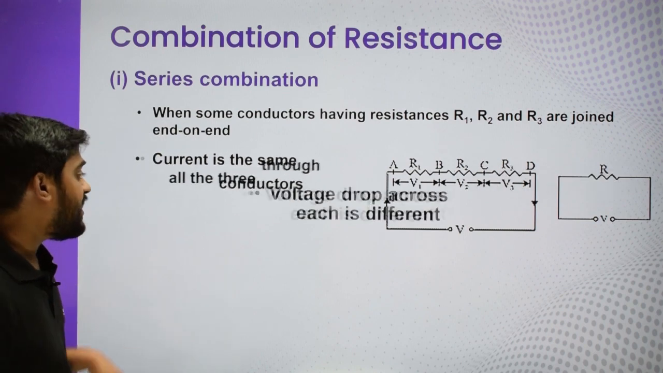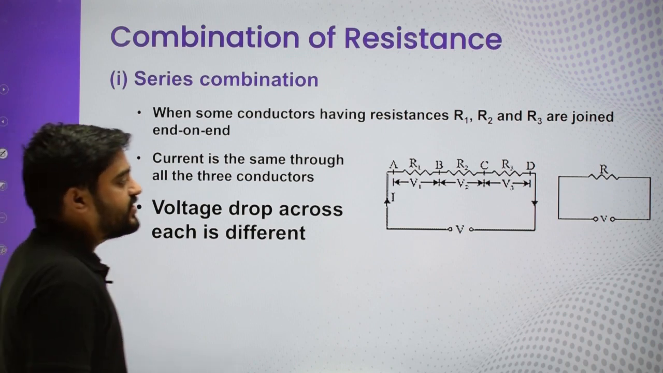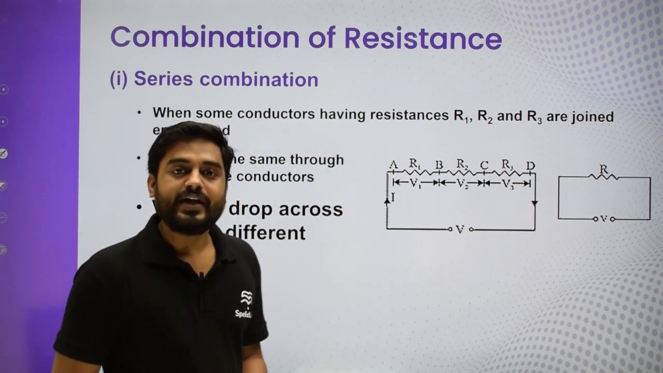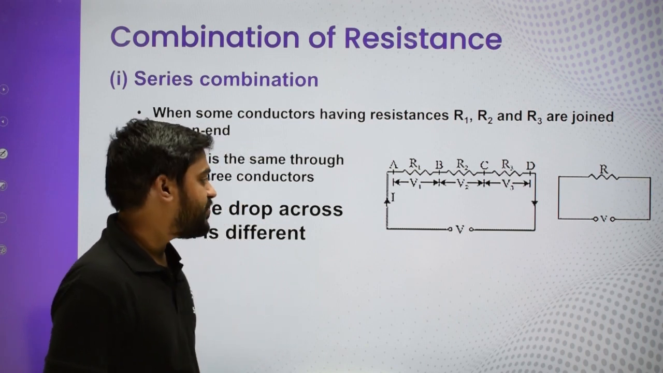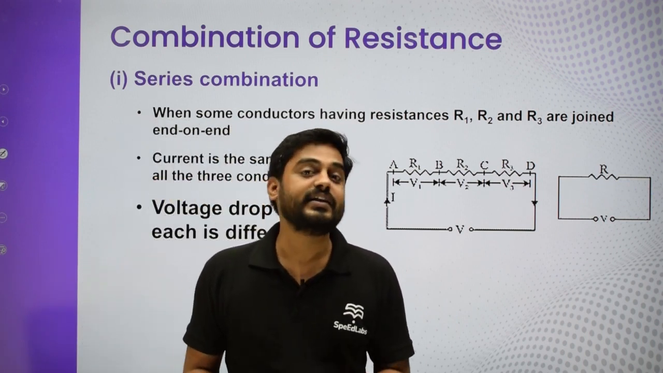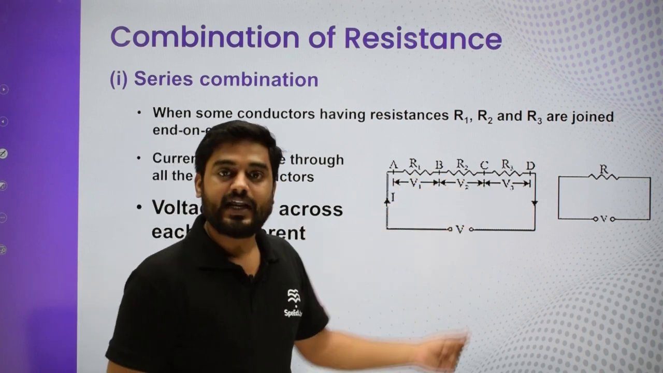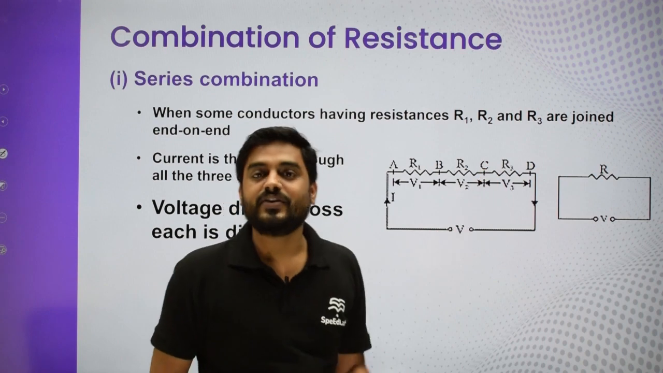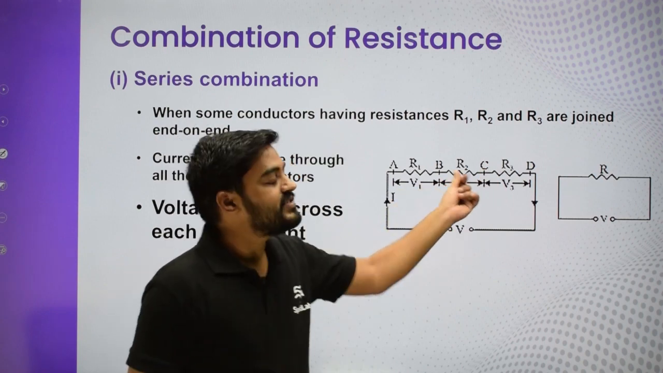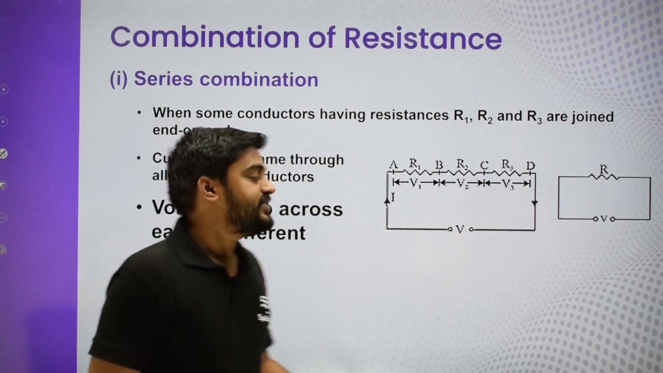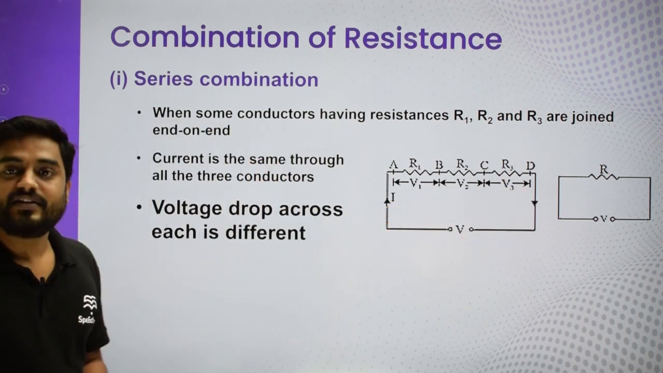Next is the voltage drop across each. So what is the voltage drop across each? Ohm's law says that V is equal to IR, where V is the potential difference or voltage drop across each resistance, I is the current in it, and R is the resistance. Since the current is the same but the resistance values differ, the voltage drop across each will be different, and we are going to call them V1, V2 and V3.